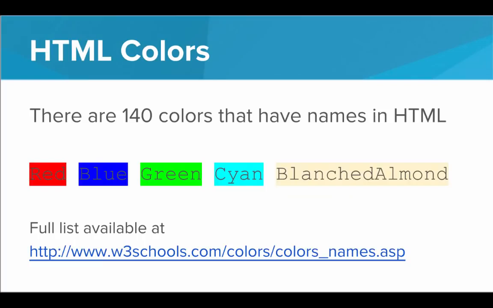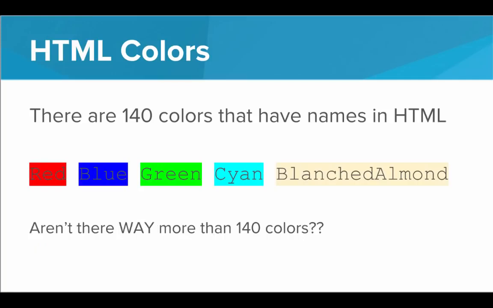To review, there are 140 colors that have names in HTML. These names are things like red, green, cyan, even something like blanched almond. And to see the full list of all 140 names, we can go to this link and see the full list. But this brings up the question of, aren't there way more than 140 colors? What about all the colors in between? How can we make any arbitrary color in HTML?